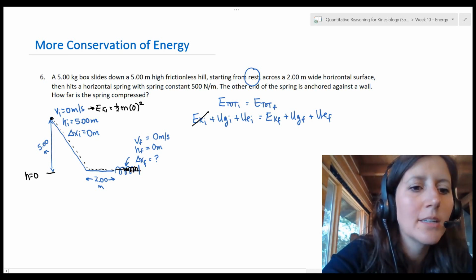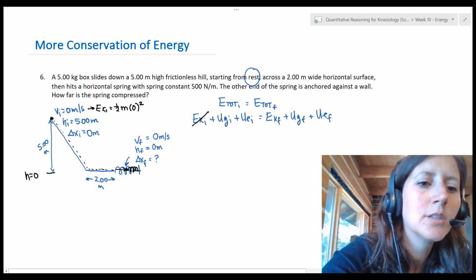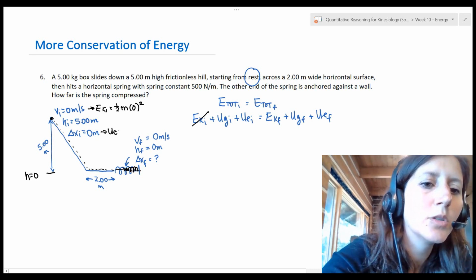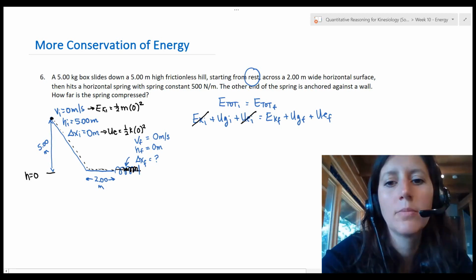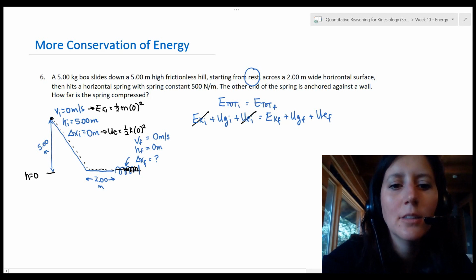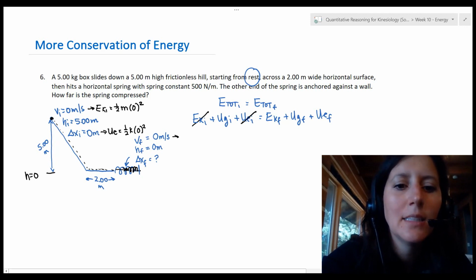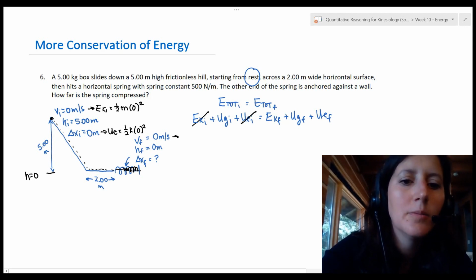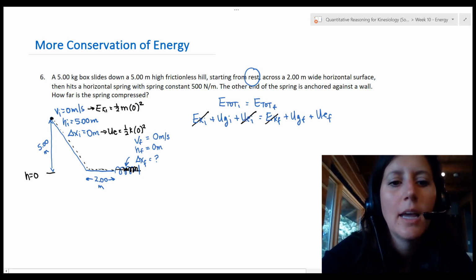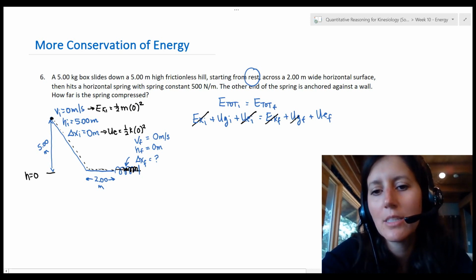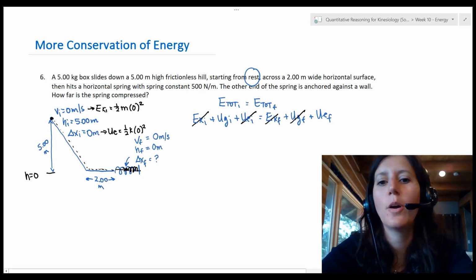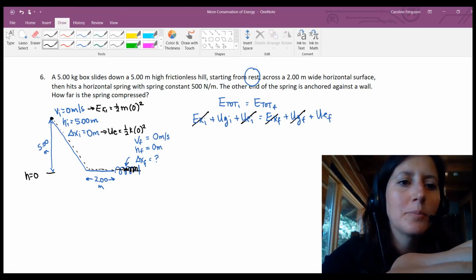What else is 0? Our delta x initial is 0. So then that means that our UE, which is equal to 1/2 k delta x squared, with delta x being 0, all of that's going to be 0 too. V final is 0, so that also implies that EK final is 0. I'm just going to cross it off. And our h final is 0. So that implies, since UG final is mgh, if h is 0, that's all going to be 0 as well. So our formula has gotten a lot simpler.